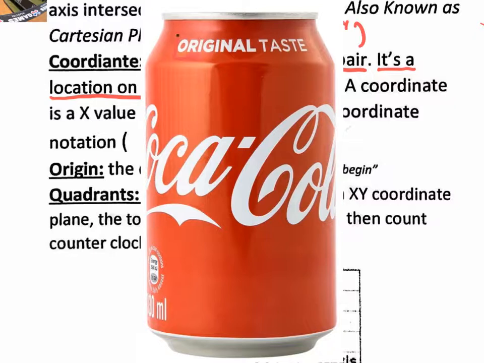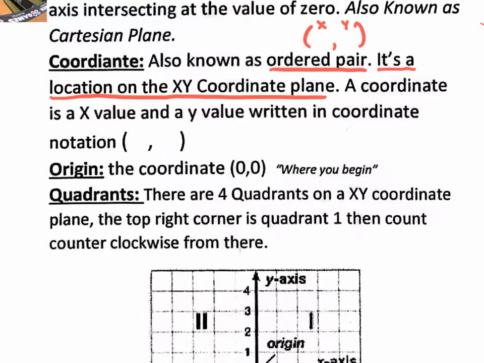Yeah, they're saying that they're the first ones, right? Original, they're the first ones. Coca-Cola was first, they're claiming, and then after that, Pepsi, and then RC Cola, all these other colas came out, right? But when you see the word origin, that's really saying the beginning. And that's exactly what the vocab word origin is right here. It's the coordinate 0, 0, and that's where you begin when you want to start graphing coordinates.